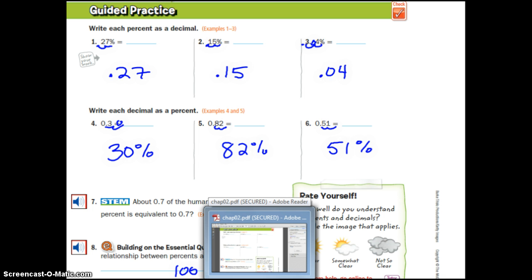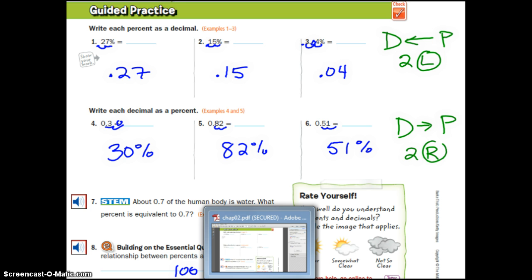Pause the video. So did you get what I got from going from a percent to a decimal? Again, it's 2 to the left. So we got 0.27, 0.15, and 0.04. To go from a decimal to a percent, it's 2 to the right. And we have 30%, 82%, and 51%. Oh, let's get rid of that little guy there.